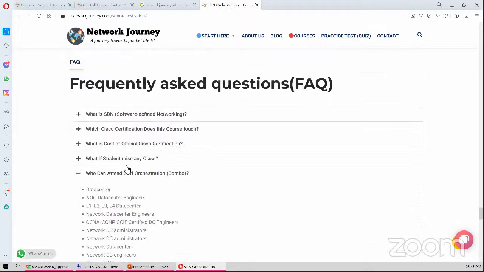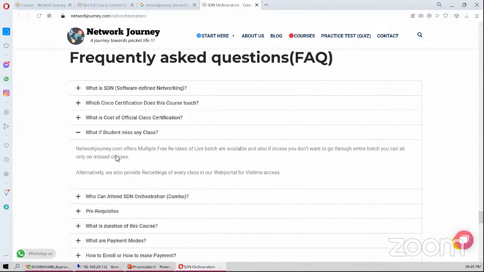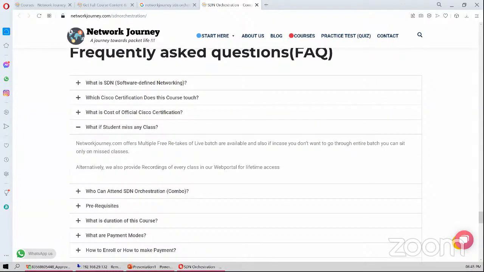How about recordings every day? Will it be recorded? Yes, these are all recorded sessions, and they are given with lifetime access. That is one option. If you want to repeat, you can also take the free retake of the whole batch in case you missed it, because these are tough topics and people may not understand them on the first take. So that's something we provide. Recording is also provided with lifetime access. So free retake is also available? Yes, both options.